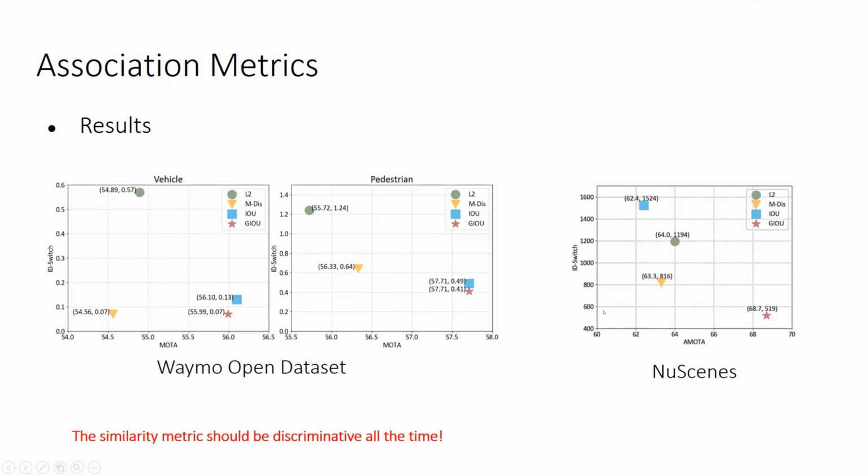And also for nuScenes, the results are even more significant. The reason here is that nuScenes uses a 2 Hz setting, which is more sensitive to bounding boxes that don't overlap. So in nuScenes, we could improve AMOTA by about 6 points just by replacing the association metric, and reduce two thirds of the ID switch. So the takeaway in the association part is that the similarity metric should be discriminative all the time.